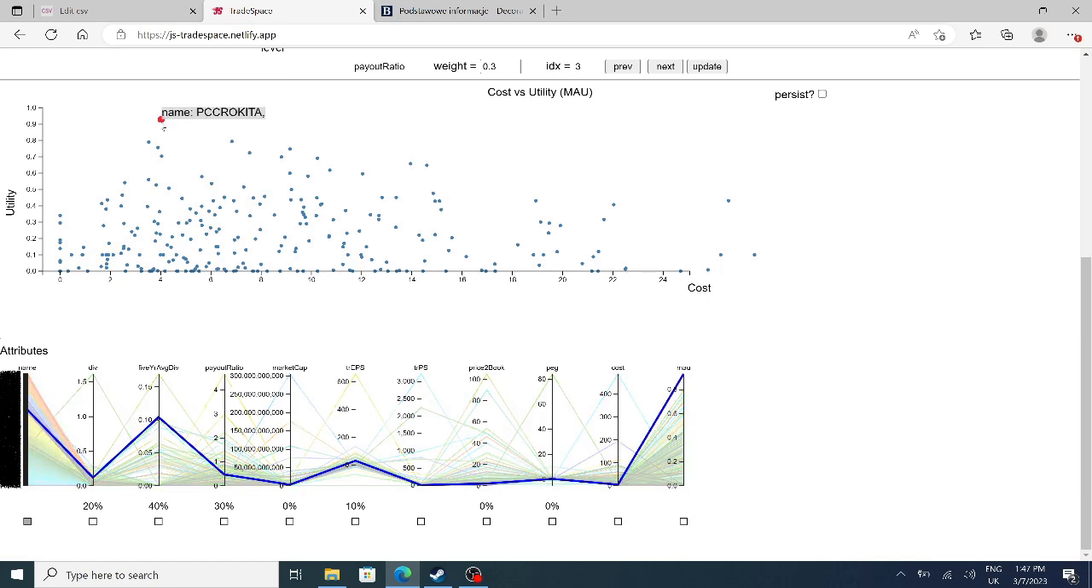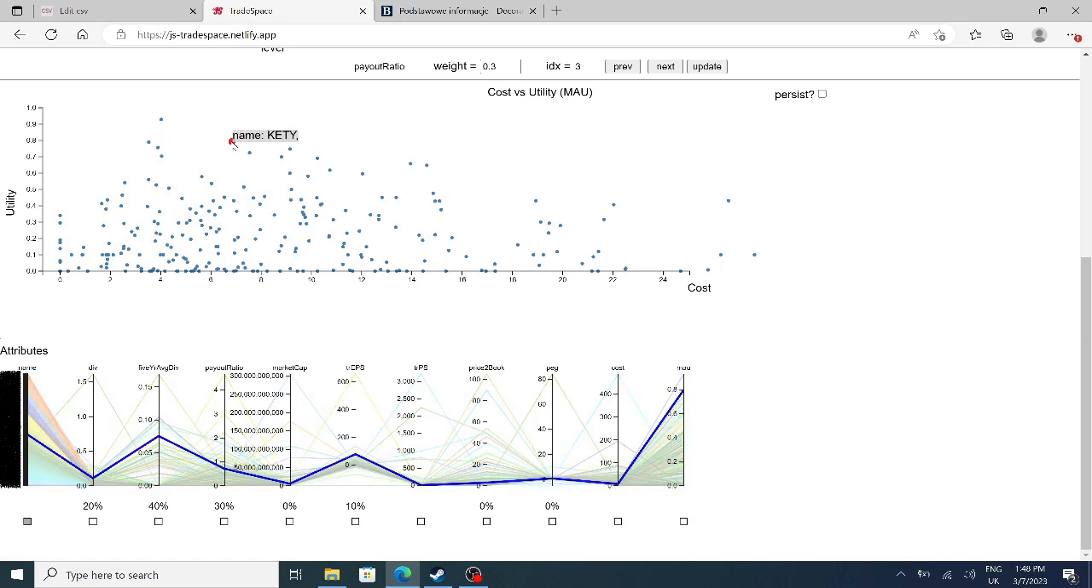Here we look at the highest utility, which is a company called Rokita, and if we look down, we can see it has a 12% 5-year average dividend, around 10% the current, and the payout is right at 50%. So those are actually the parameters that we set as the most desirable.